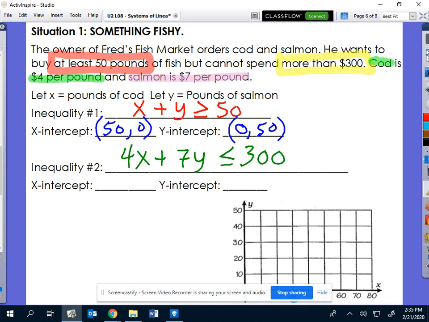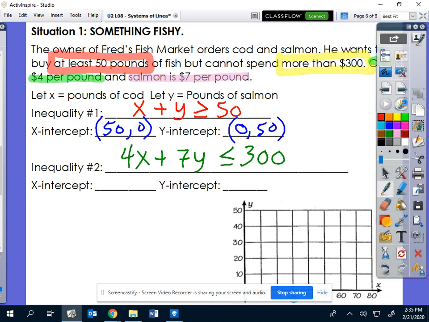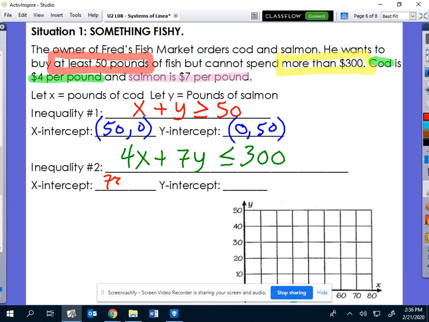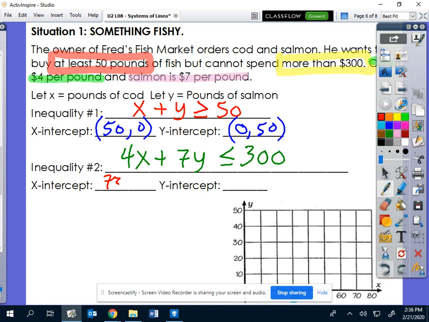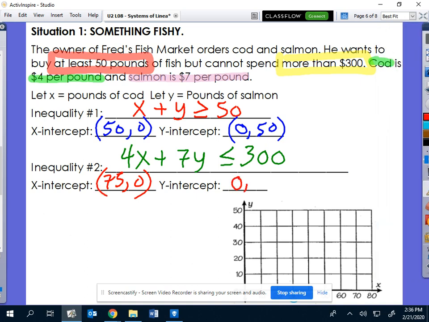If you wanted to figure out your intercepts, in this case, the x-intercept happens to be 75. If we just divide 300 by 4, you end up with 75. So 75 comma 0. And then the y-intercept wouldn't be exact, but it's going to be approximately 42.9, something in that region.